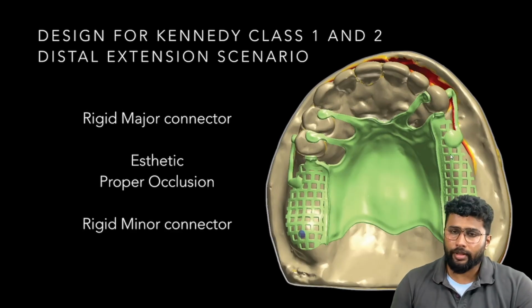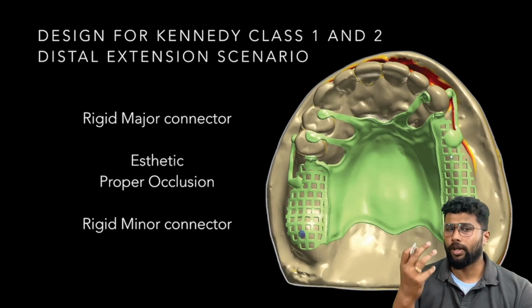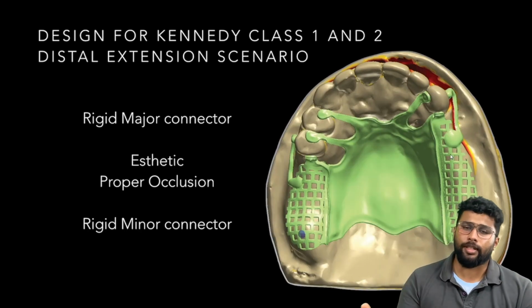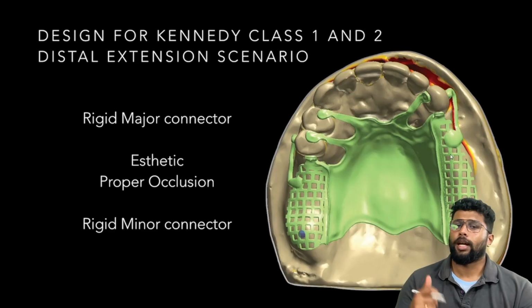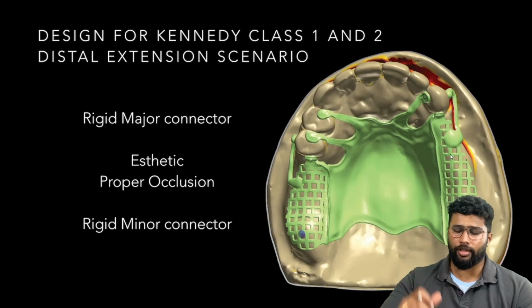And of course, the last criteria, you will have a very rigid major connector. You will have a good aesthetic. There's no point in giving a restoration that looks ugly. Proper occlusion, and all the minor connectors, except of course the approach arm of your bar clasps, would be rigid as well.